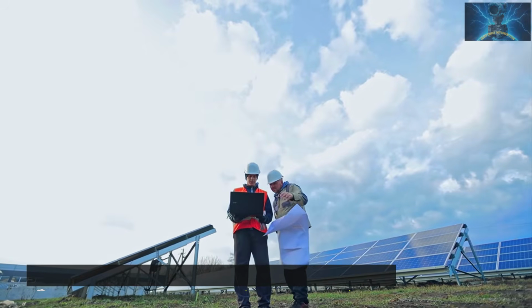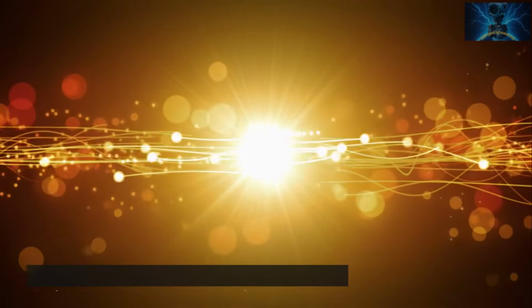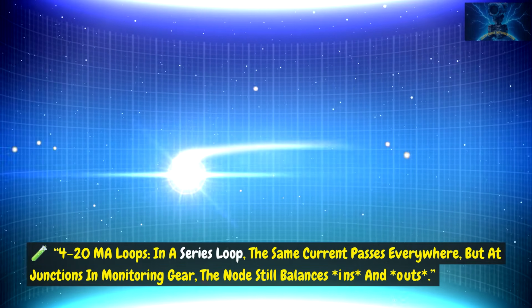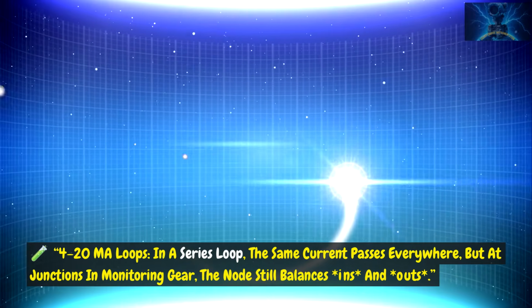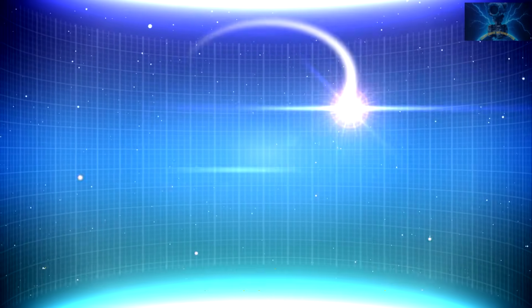Panel troubleshooting. A feeder splits to drives and lights. Read the node at the split. The sum that leaves must match the sum that arrives. 4-20 mA loops. In a series loop, the same current passes everywhere. But at junctions in monitoring gear, the node still balances ins and outs.